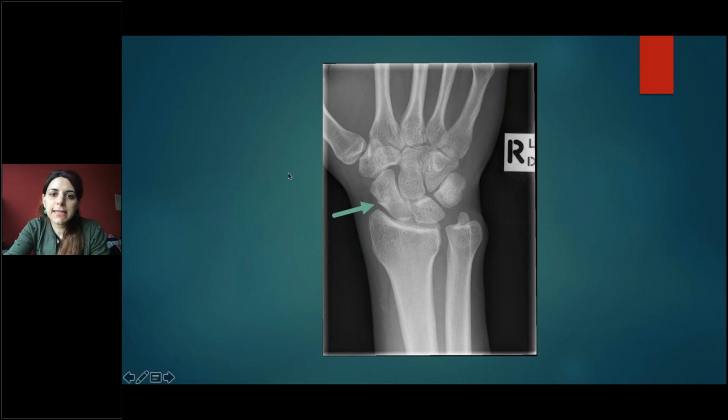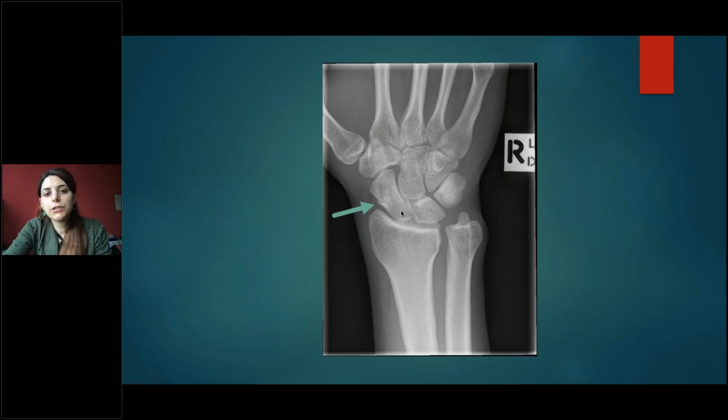In children, because these bones still have some cartilaginous tissue around them, they're less likely to break. But I've chosen to show you a scaphoid fracture that's not a complete one, because these are the ones we sometimes see and we can miss. Okay, so this is on the waist of the scaphoid. So this is the distal pole, this is the waist, and this is the proximal part of the scaphoid.